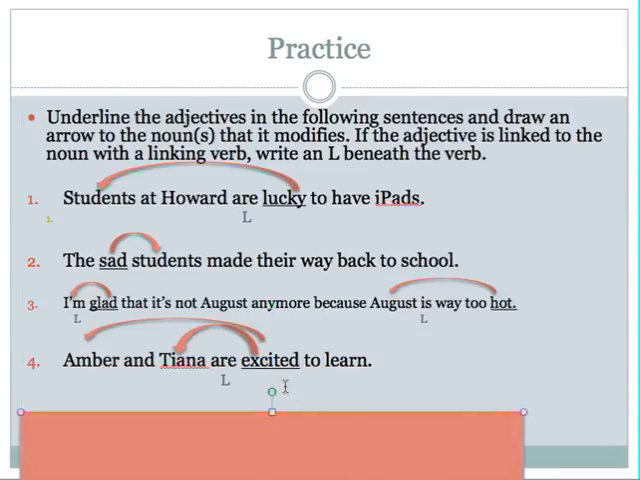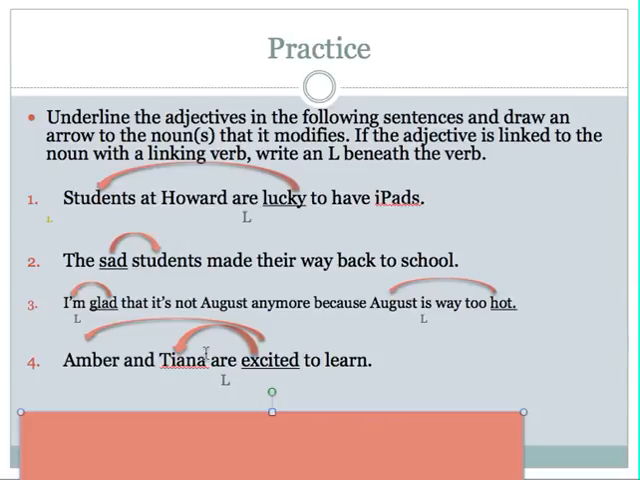And lastly, I have Amber and Tiana are excited to learn. Excited here is a description. It is my adjective, so I've underlined that, and it is describing both Tiana and Amber. So sometimes an adjective can describe multiple nouns. So I drew an arrow back to both. The adjective comes after the nouns that it describes, which must mean that there is a linking verb, and that is are, which is one of the conjugations of to be.